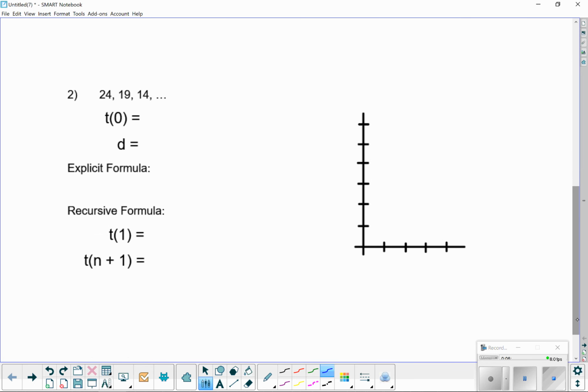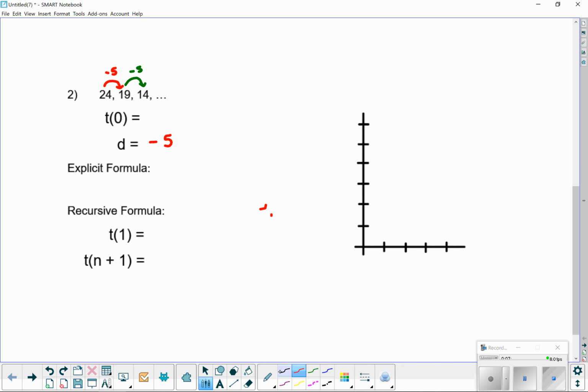Okay, number 2. Again, taking a look at this, we're going to try to figure out what happens from 24 to 19. You can pause this video if you don't want me to ruin it for you, but 24 to 19 looks like it's subtracting 5. And then from 19 to 14, that also looks like subtracting 5. So I think we have our common difference of -5.